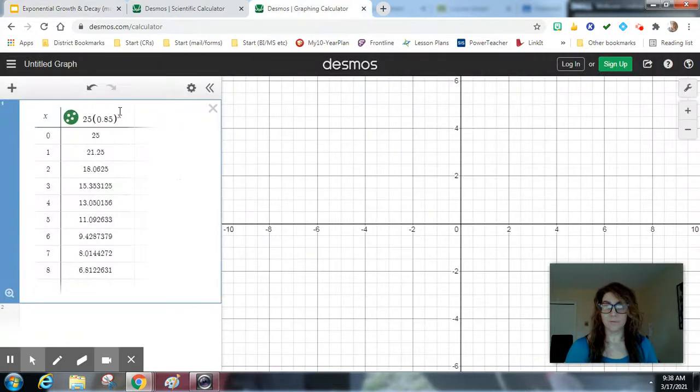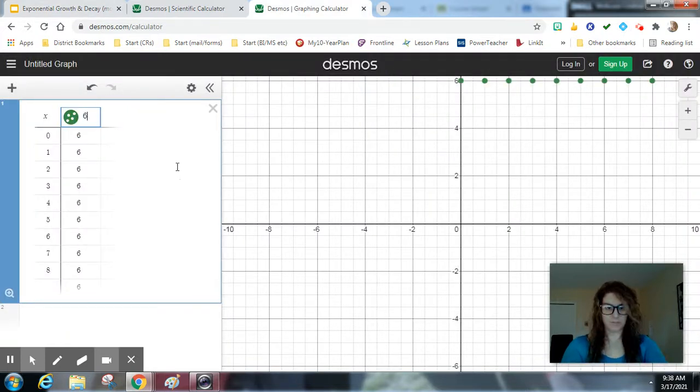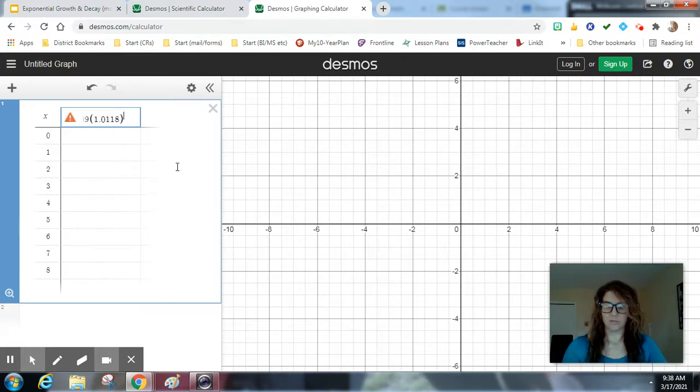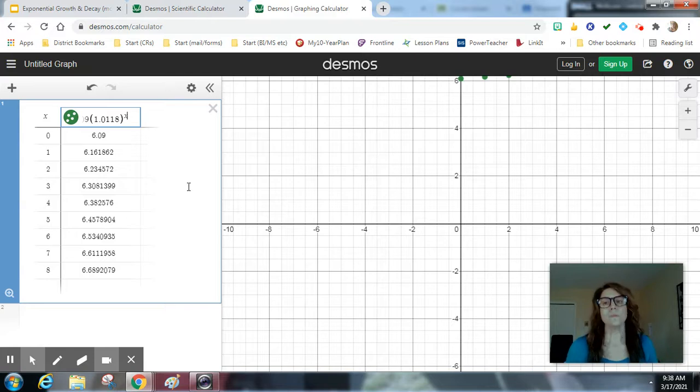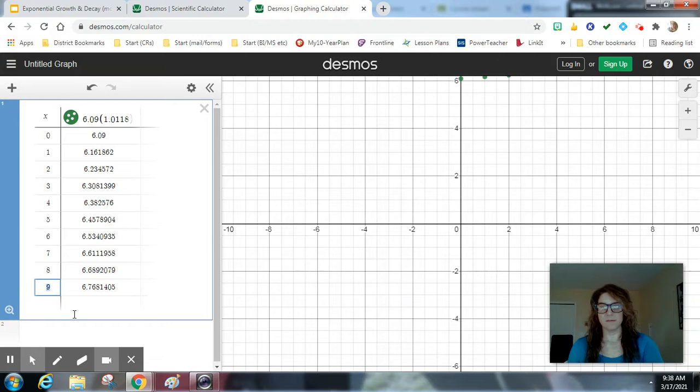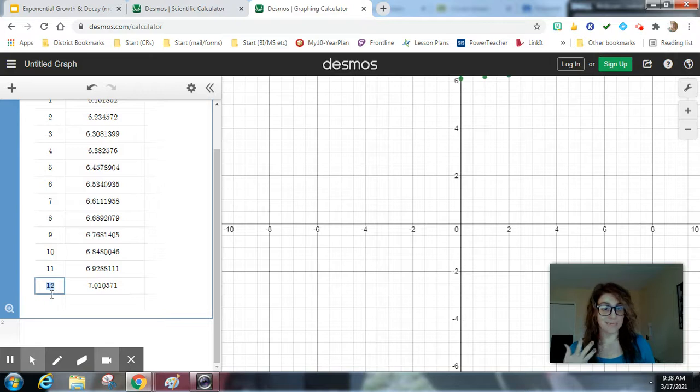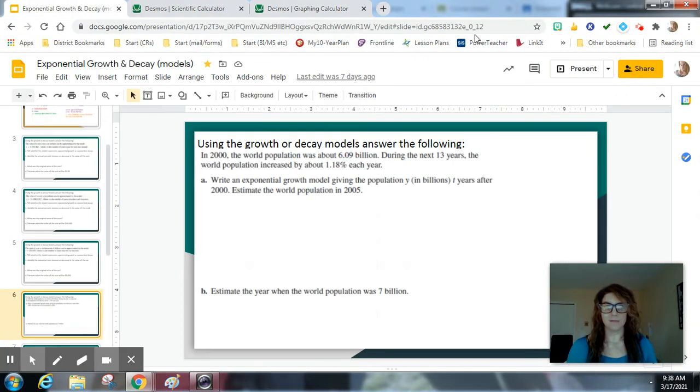Go back into Desmos. I'm going to change this to our new function, 6.09 times 1.0118 to the x power. Okay, so here's all 6s, right? 8, 9, 10, still going. There we go. There's our 7 that we're looking for. So it takes about 12 years for it to hit 7 billion.